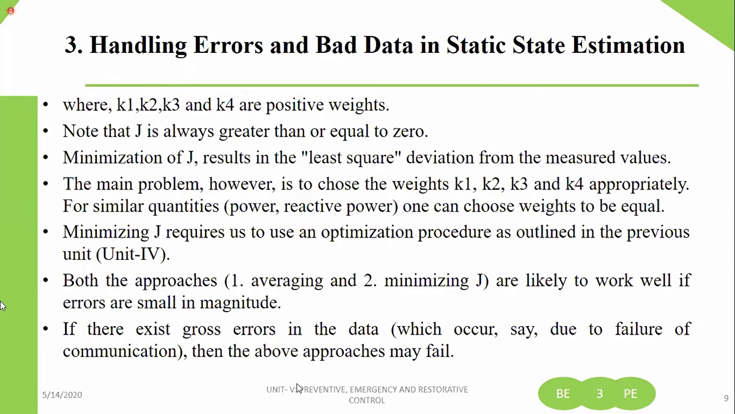So how we will choose is, if you find similar quantities, power, reactive power, one can choose the weights to be equal. It depends on you. If you choose one, all should be one, but only for similar quantities of power. But again, it is a problem. Use this optimization concept, which we have already introduced in unit 4. Minimizing J requires us to use an optimization process as outlined in the previous unit, that is unit 4.